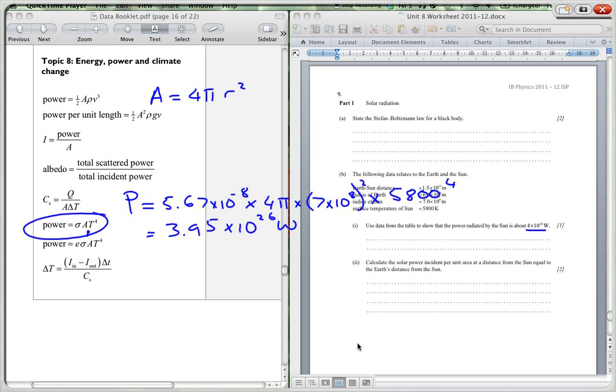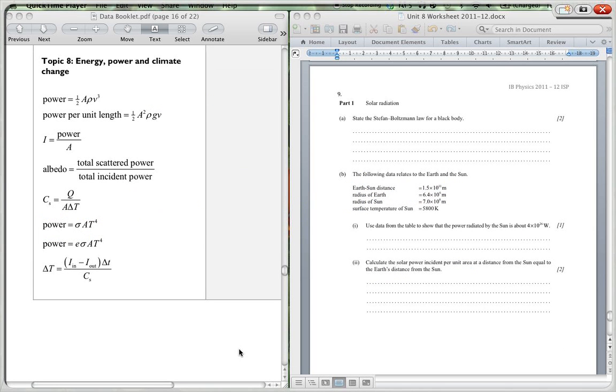Then it says calculate the solar power incident per unit area at a distance from the Sun equal to the Earth's distance from the Sun. So if we think of it, let's draw a little diagram here. Say we have the Sun there, and we have the Earth over there. This is like a giant football. All the Sun's energy is being radiated in 3 dimensions out.